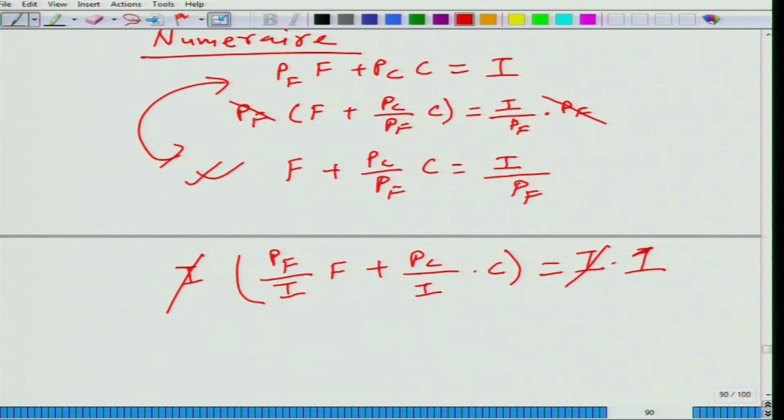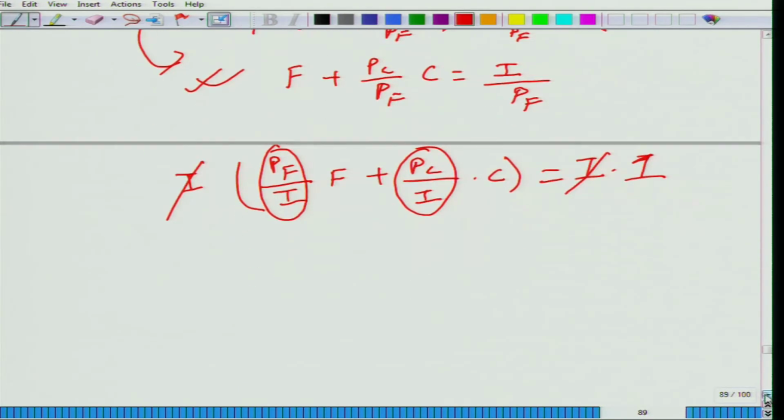How does it make our life simpler? Remember, here how many variables do we have? 3. How many parameters do we have? 3: Pf, Pc and I. And how many parameters do we have in this one? Pf by I and Pc by I. So this problem is mathematically simpler than the earlier problem. That is why we take a good as numeraire.